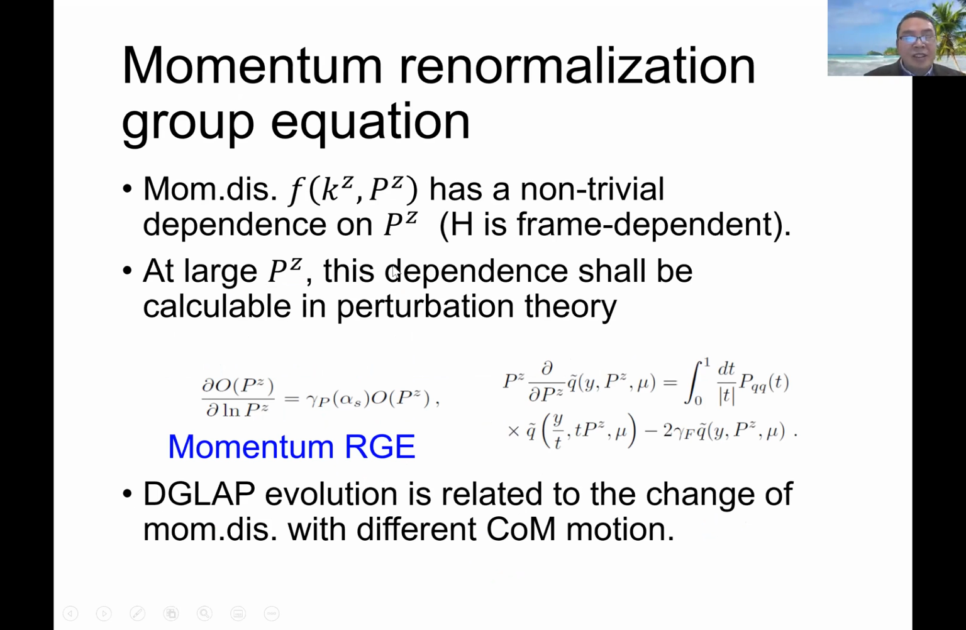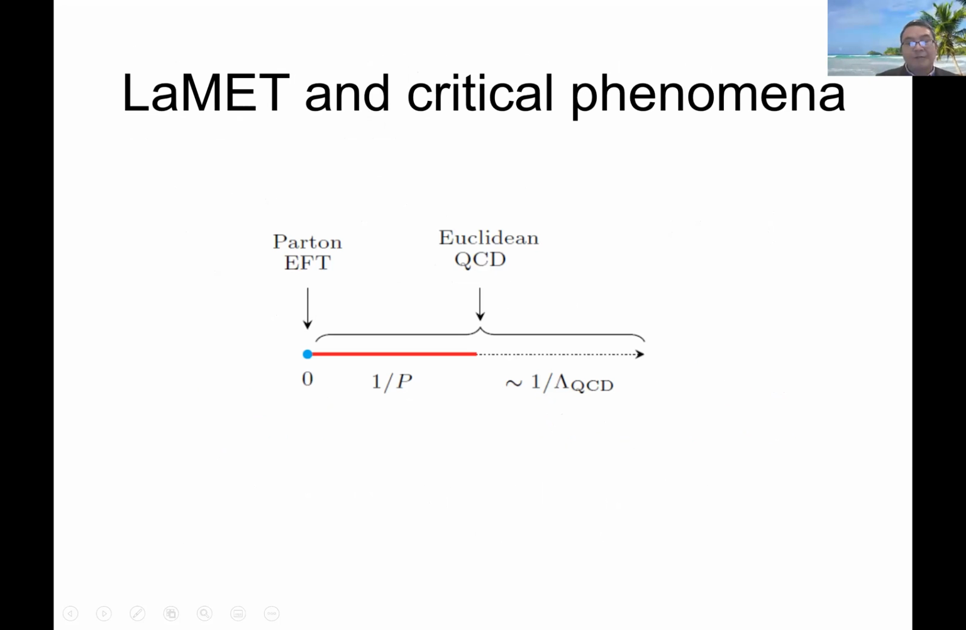You can also have a momentum renormalization group equation, which I'm not going to discuss in detail here. Because as I said, the Hamiltonian doesn't commute with the boost, and therefore the properties of the system can depend on how fast the system is moving. You can write down renormalization group equations to study how the properties of the system depend on the momentum. That's the momentum renormalization group equation. And in the end it actually gives the physical interpretation for the DGLAP evolution for the parton densities.